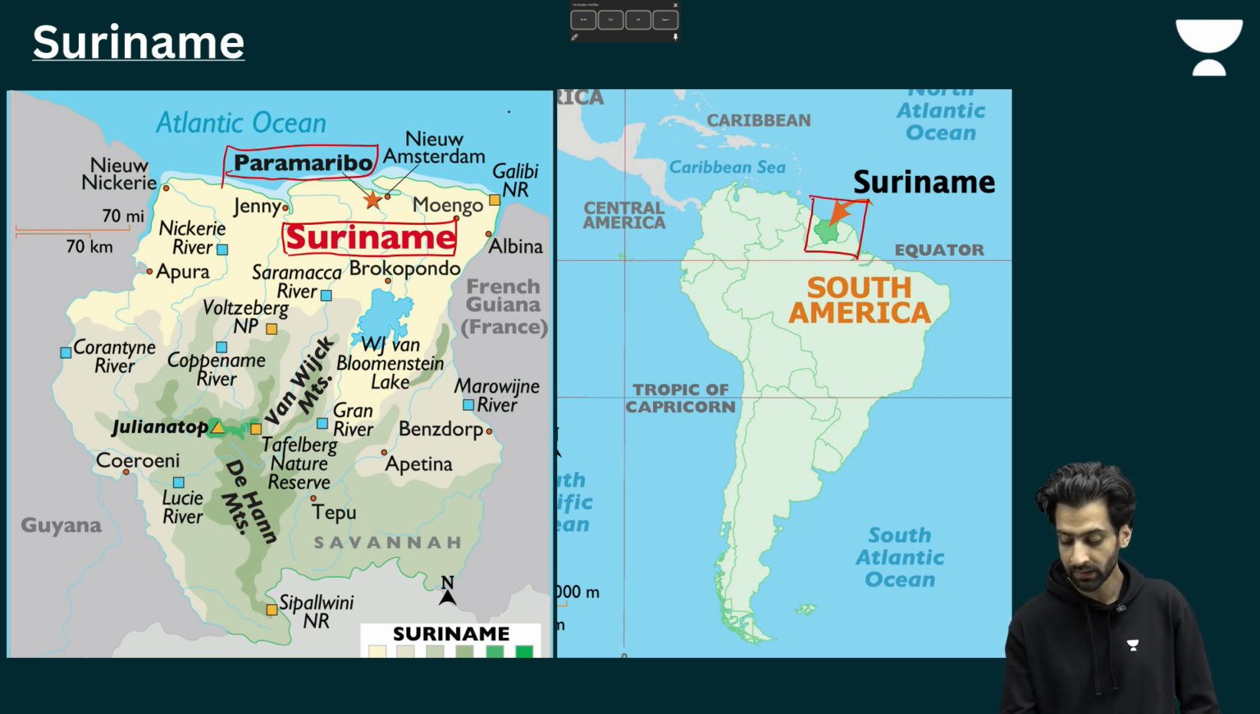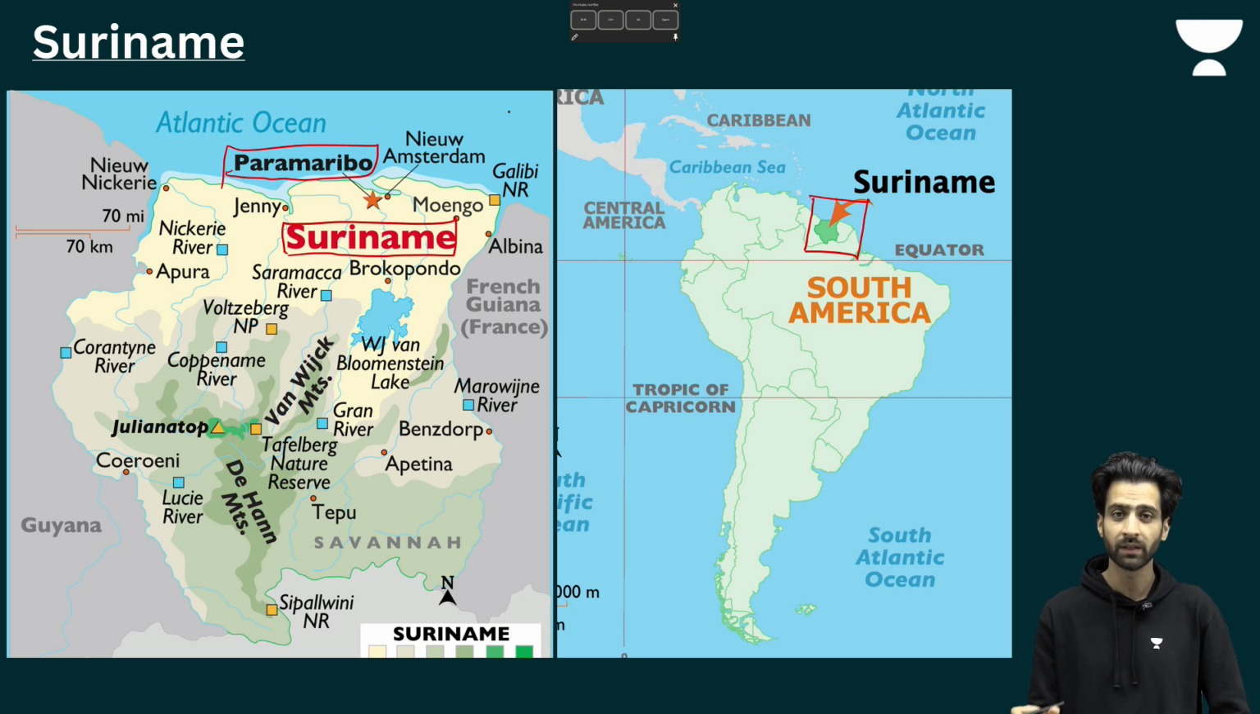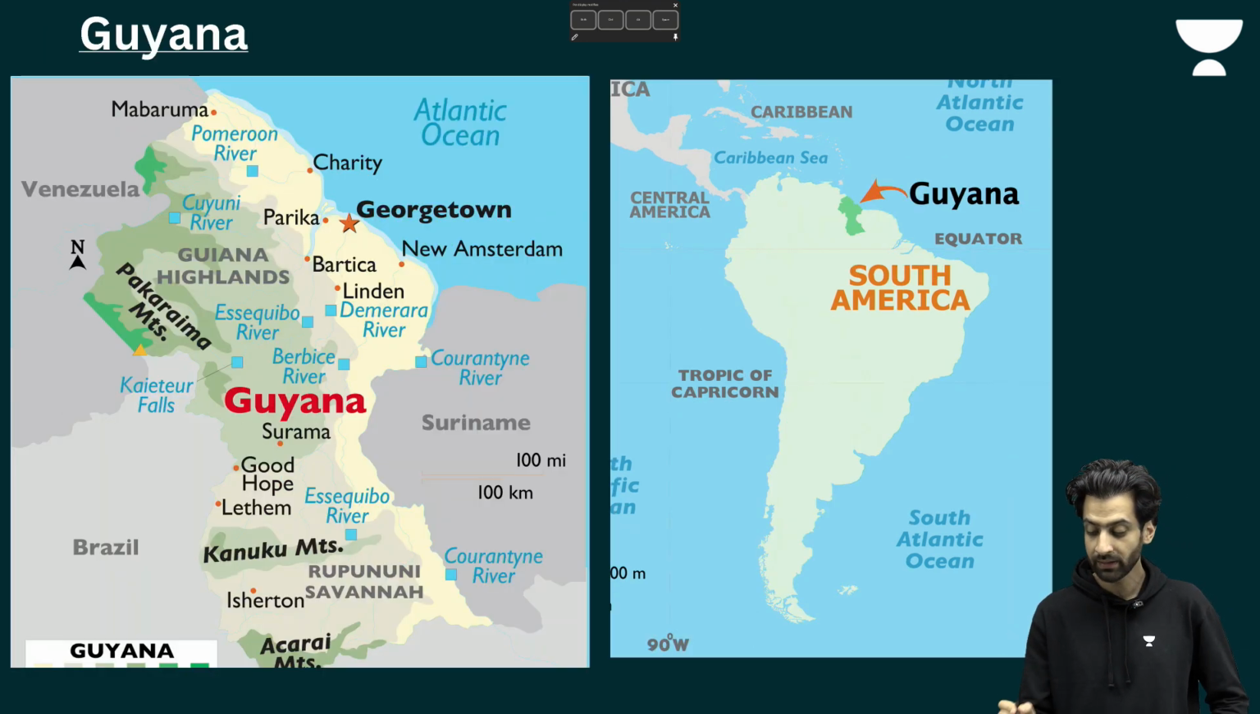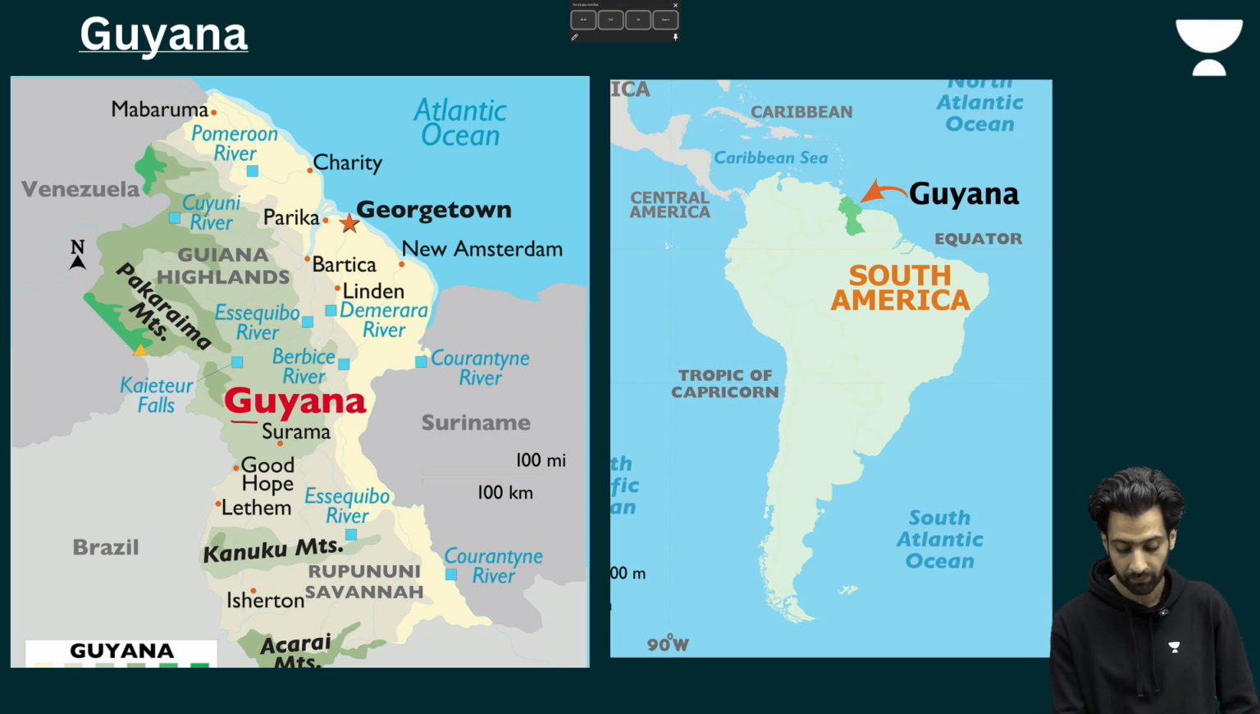There is nothing much important about this country, but for the sake of understanding the location of all the countries, I have shown you the country where it is located. On the west side of French Guiana is Suriname with the capital Paramaribo. Here is the location. Coming to the next country, it is South American country Guyana.